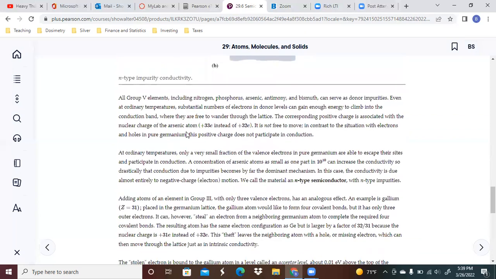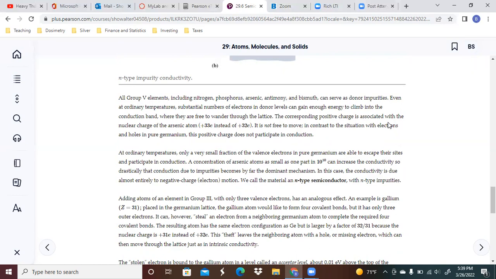So all group 5 elements, nitrogen, phosphorus, arsenic, antimony, and bismuth, can serve as donor impurities. Even at ordinary temperatures, substantial numbers of electrons in donor levels can gain enough energy to climb into the conduction band, and they're free to wander around the lattice.